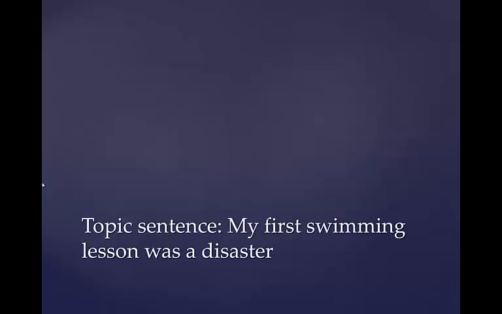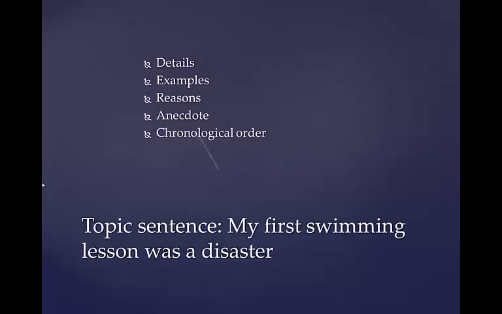So, if you were writing a paragraph about my first swimming lesson was a disaster, you need to consider what information you want to use, what way you want to develop your topic sentence. Okay, here are all your possibilities. Details, examples, reasons, anecdote, chronological order, order of importance, comparison, and contrast. With this specific topic, you are probably writing a narrative. Okay, you're writing the story of your first swimming lesson.